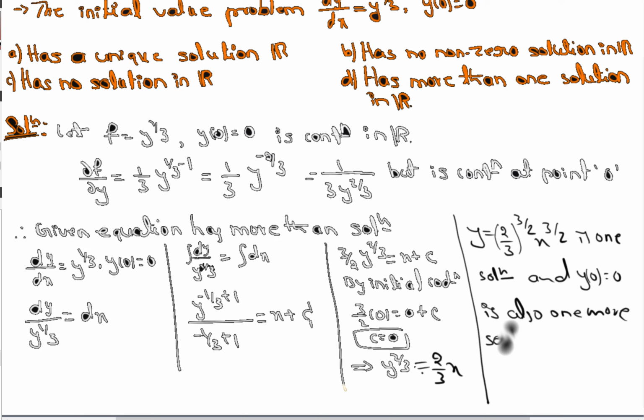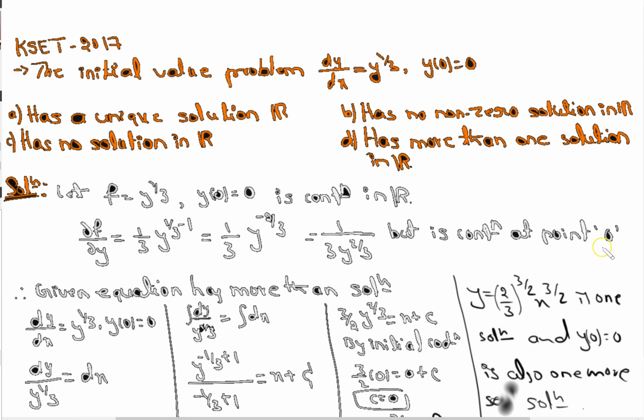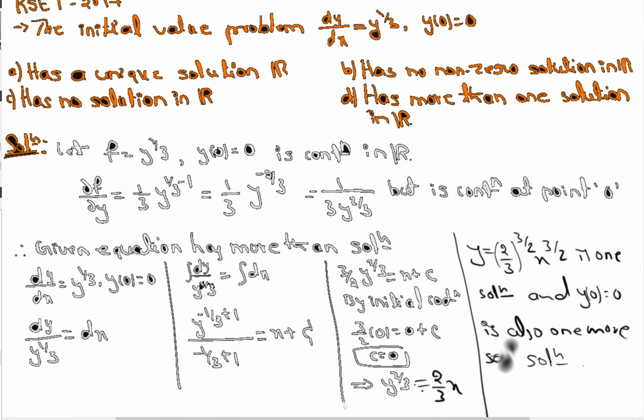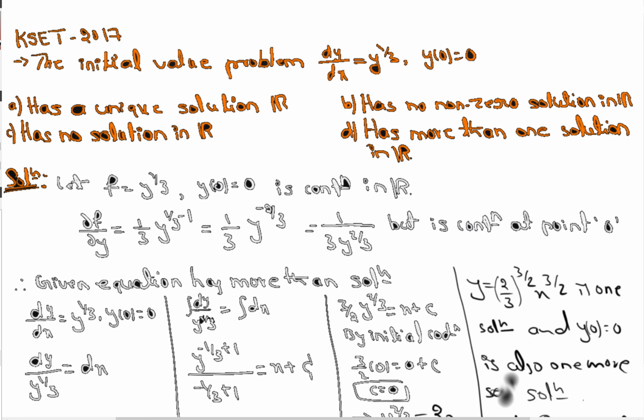Sorry, this is also one more solution, because when we put these values in our given differential equation, it satisfies y of 0 equal to 0. Therefore this example has more than one solution, and you see the options. Option D is the right answer. Correct, simple example. Okay, therefore I will select option D for this example.